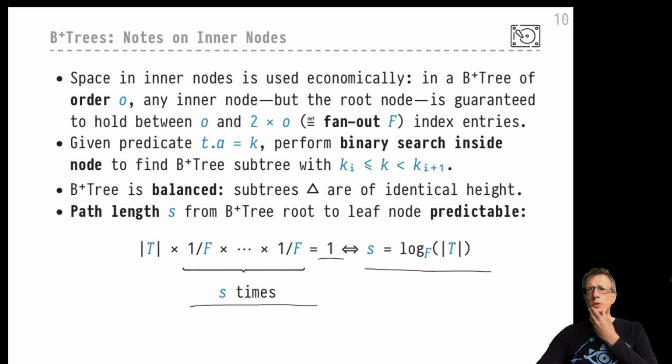All right. So what would be typical values in real B+ trees out there? How deep would these trees be? How large would S be? How many steps would we have to undertake from the root downwards to the leaves? It really is a crucial performance parameter for our B+ trees. So let's see.